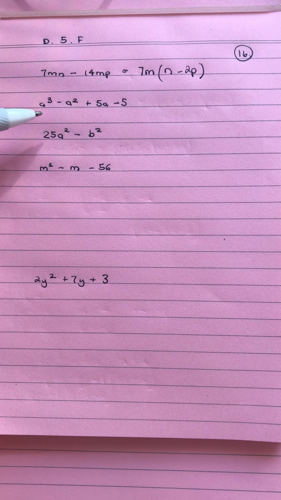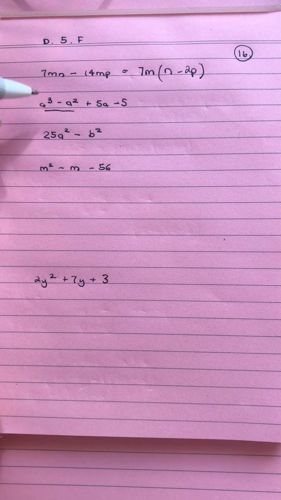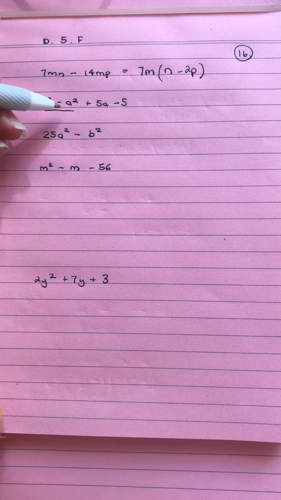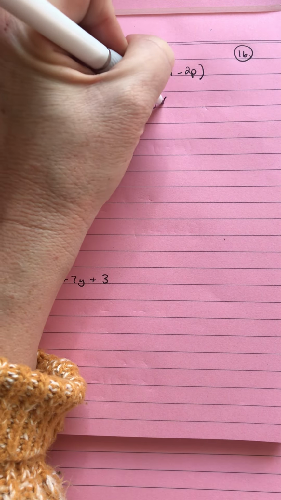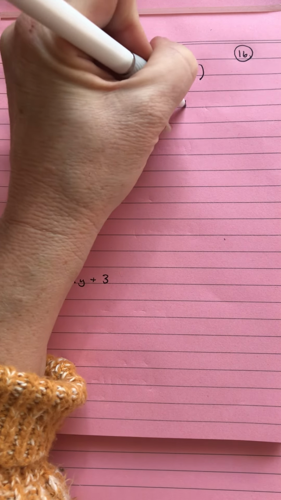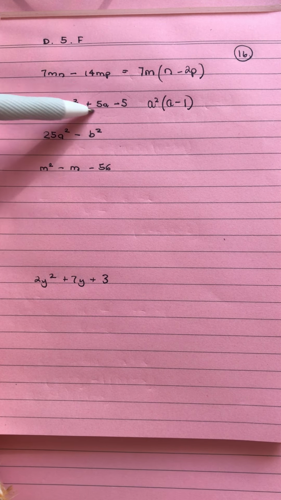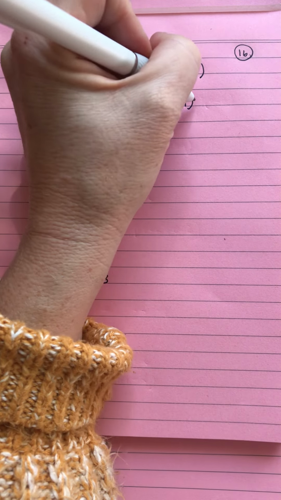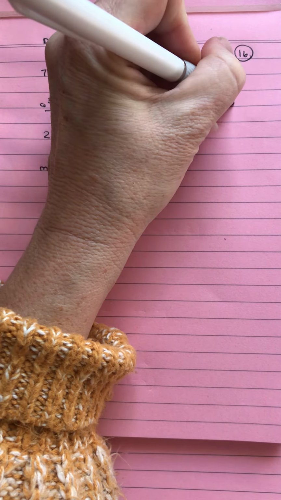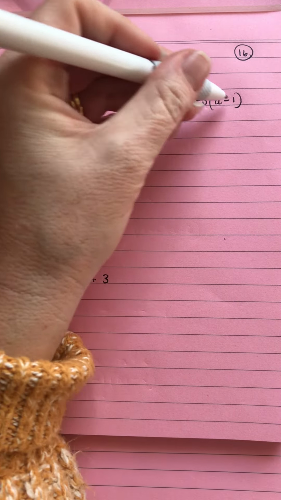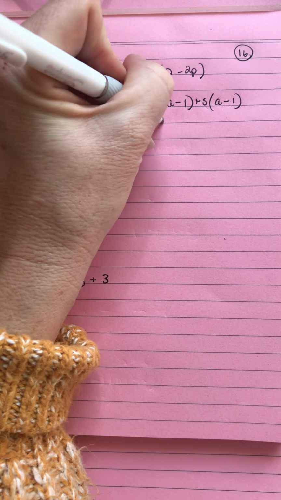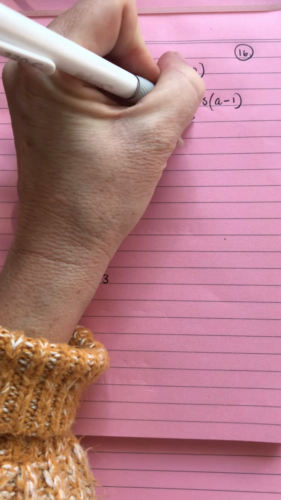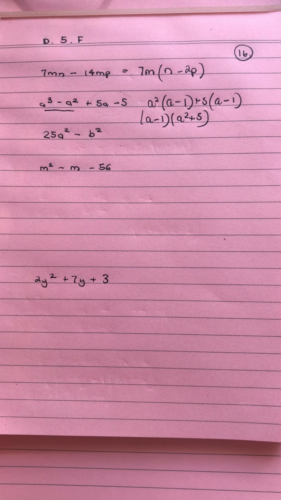Looking at the next one, we're going to try using our grouping method. So looking at those first two terms, we've got a cubed and a squared, so they have a common factor of a squared. Outside of a, take away 1. And then looking at the second set, we've got 5a take 5, so we could take out a positive 5. Outside of a, take away 1. And then we've got a common bracket there of a take away 1, so we can put that out the front, and the a squared plus 5 can go in the second bracket.